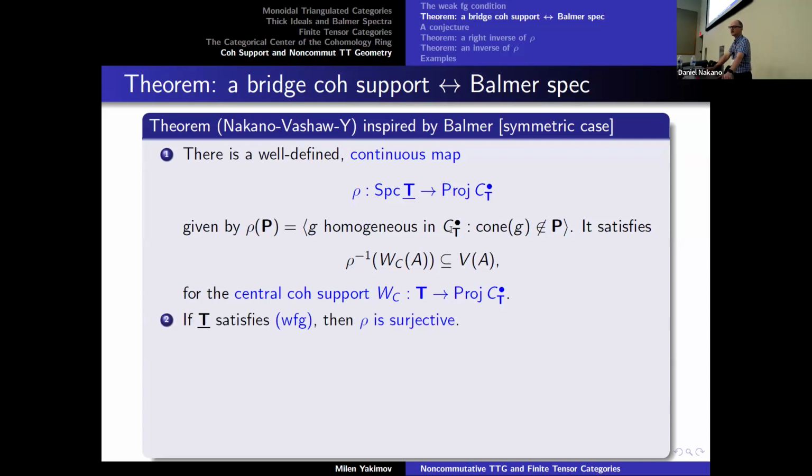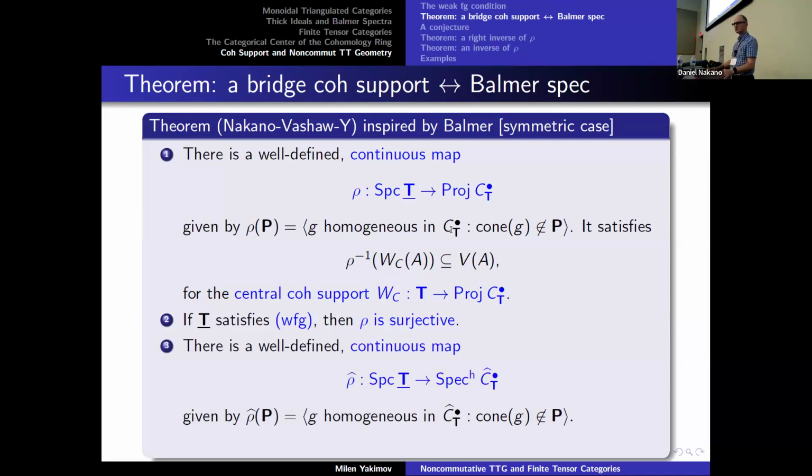If T satisfies weak finite generation, then rho is surjective. So we already have here a situation where we can say something about this map, and the only thing that we assume is weak finite generation. So the cohomology ring could be an absolutely infinitely generated algebra. The only thing that we need to assume is that a certain module is a finitely generated module. Okay, and then there are similar statements on the corresponding Tate level.